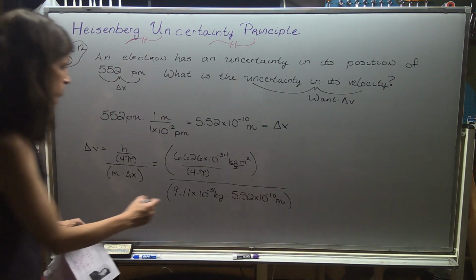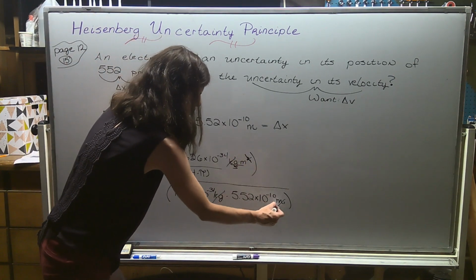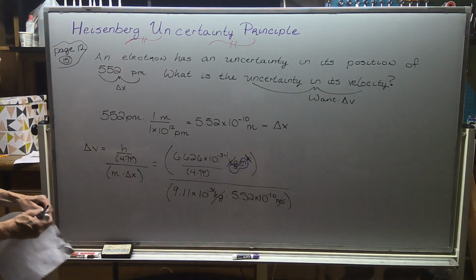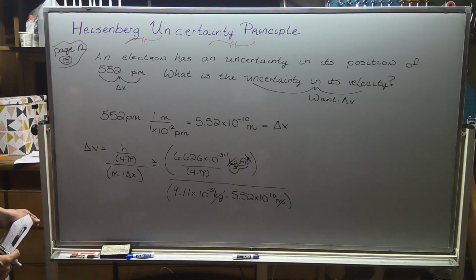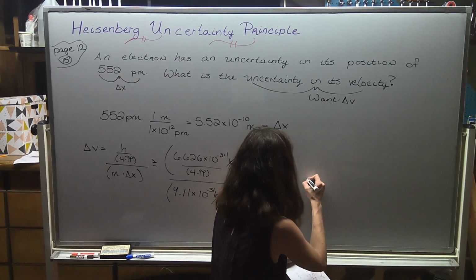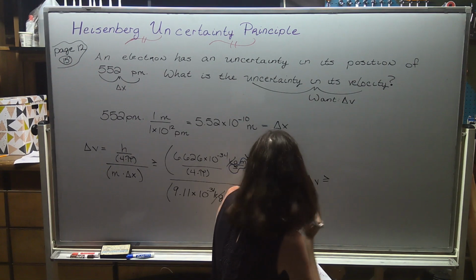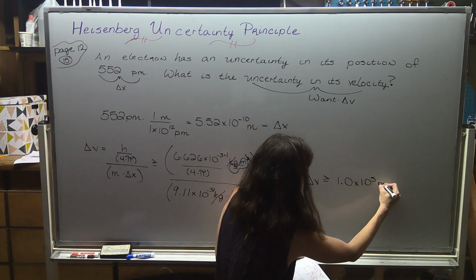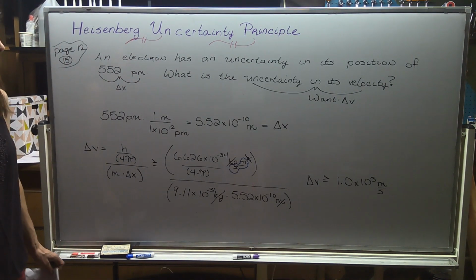So crunch all those numbers. Let's see, kilograms cancel in kilograms. One of the meters goes away, and we're left with meters per second, which is perfect because this time we are solving for velocity. And so if we know that position to that level of detail, then the velocity is going to be questionable to about 1.0 times 10 to the 5th meters per second. So the uncertainty with the velocity is greater than 1.0 times 10 to the 5th.